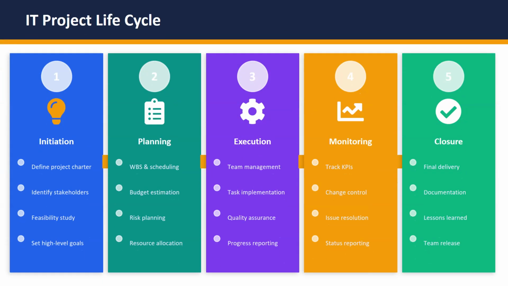The IT project lifecycle has 5 phases. Initiation, where you define the project charter and stakeholders. Planning, for scheduling, budgeting, and risk planning. Execution, where the team implements tasks and assures quality. Monitoring, to track progress and resolve issues. And closure, with final delivery and documentation.